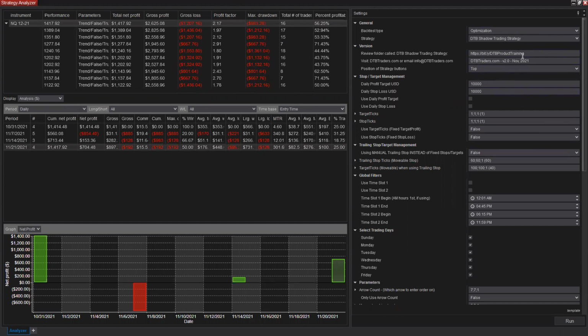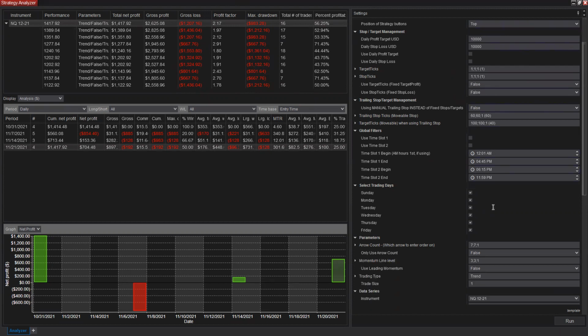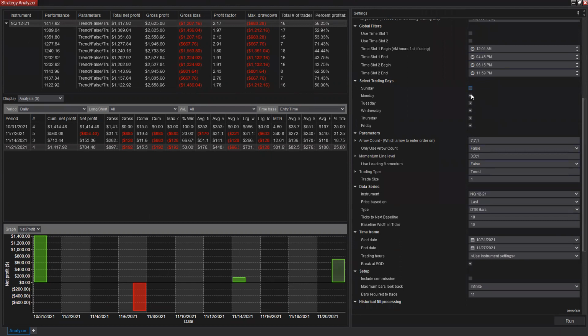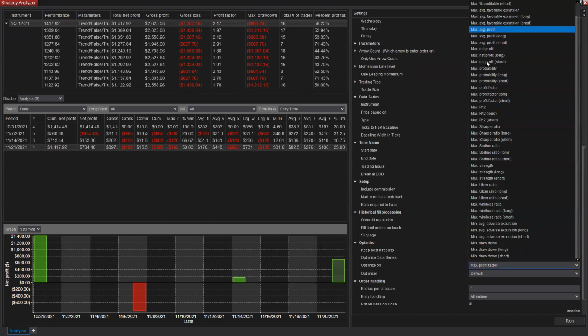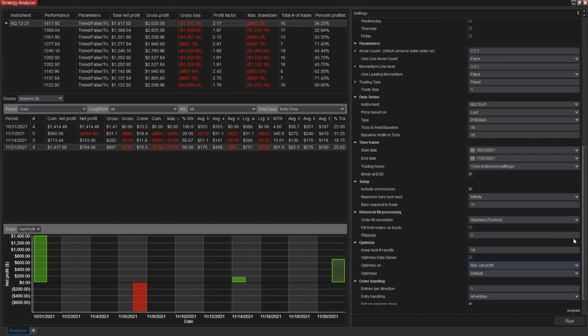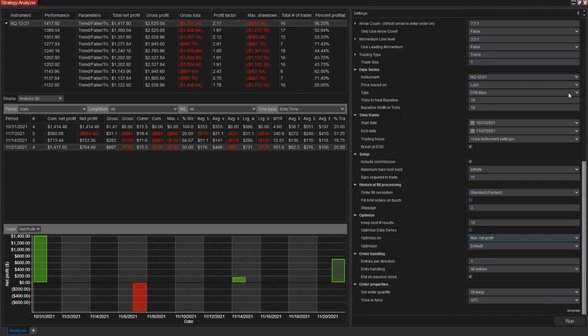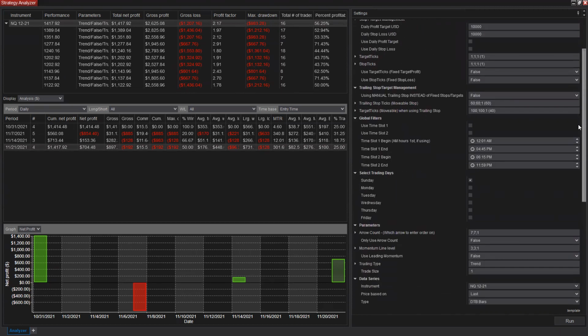The cool thing about this is you've got your shadow trading strategy now, and you can choose the specific days of the week, like we've discussed. Let's go on Sunday, just for interest's sake. Let's go over the last trading month. Let's include commissions. Let's do the max net profit. That one over there. Okay, and we want to optimize.